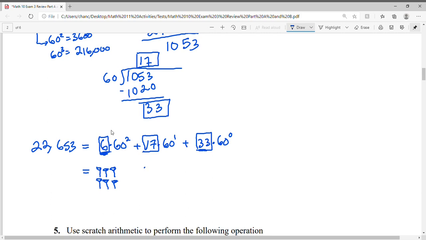Now we'll write 17. That's a 10. And then we'll write 7. 1, 2, 3, 4, 5, 6, and 7. Now we'll write 33. That's a 10. Another 10. That's 30. And then we'll write 3. And here's our solution. 6, 17, and 33. This is our answer in Babylonian.